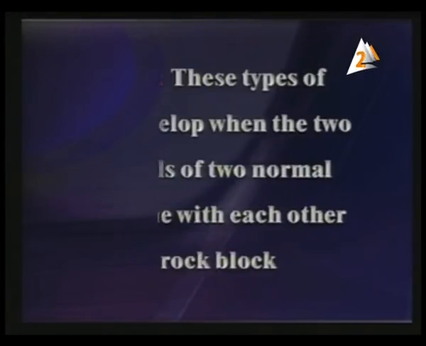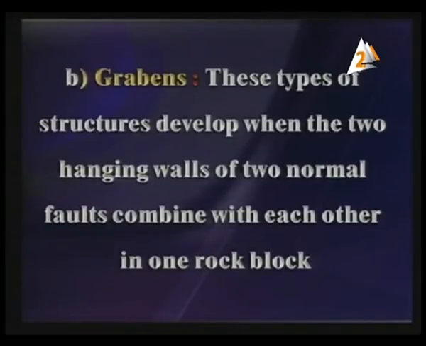Also we have another type of fault structure like grabens. These structures develop when the two hanging walls of the normal faults combine with each other in one rock block. As you see, my dear students, we have grabens, or a lower area resulting from having two faults beside each other and the hanging wall going down on both faults, so we have this lower area, or graben.